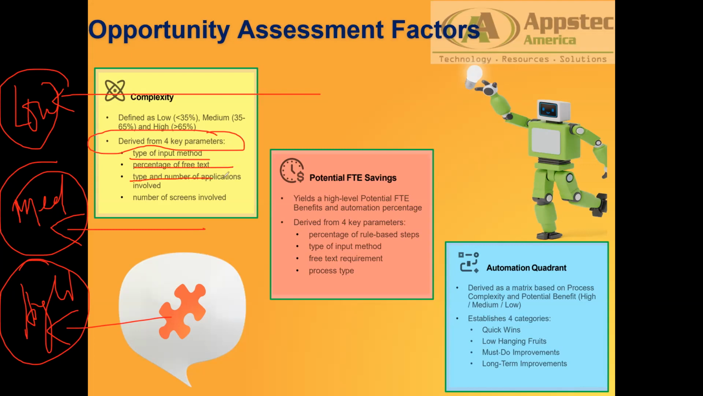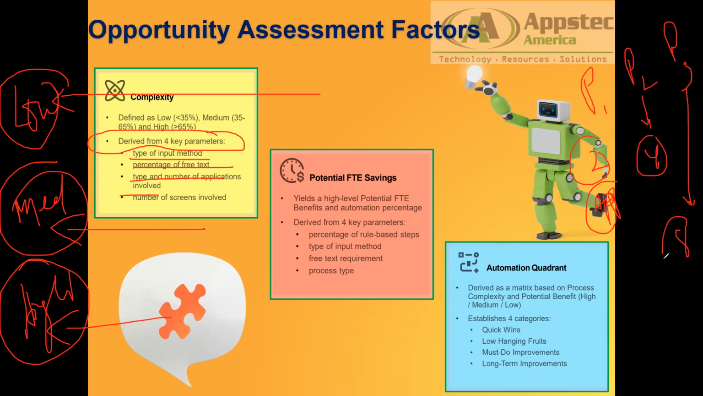The third is type and the number of applications involved. So let's say I have three processes: process 1, process 2, and process 3. Process 1 involves only 2 applications to log in and get the work done. Process 2 involves 4 applications. Process 3 involves 8 applications. So just imagine, if I have a robot which needs to deal with only 2 applications compared to a process where a bot needs to interact with 8 applications, where is the complexity high?